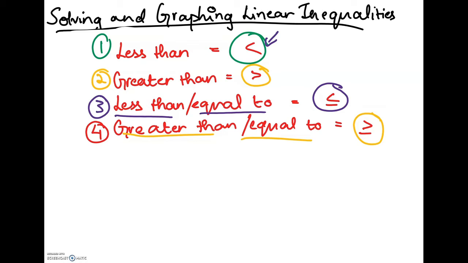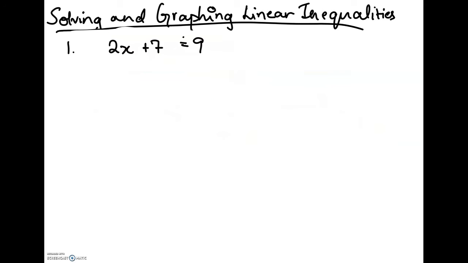So let's go into solving linear inequalities and graphing them. Okay, so this is our first example. We have 2x plus 7 is less than or equal to 9. The first thing you're going to want to make note of is that the quantity on the left, 2x plus 7, is less than or equal to 9.